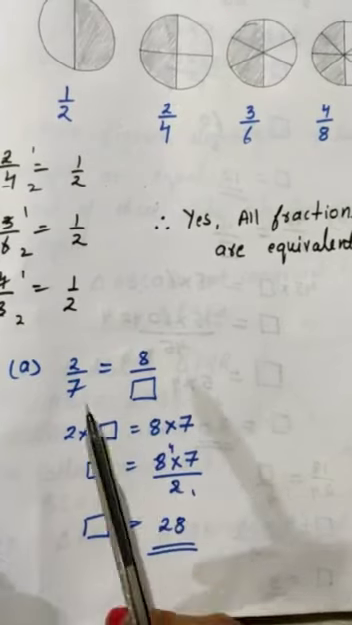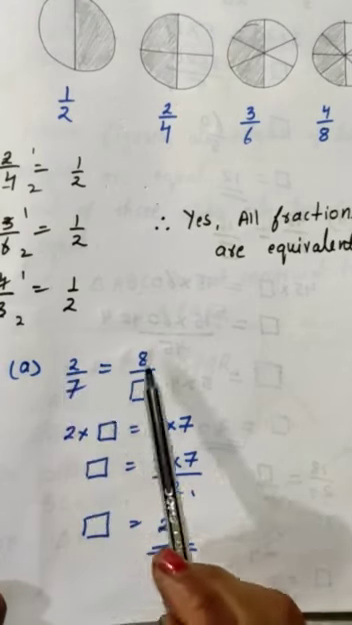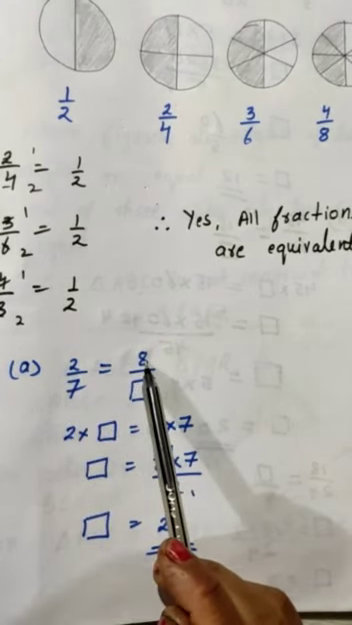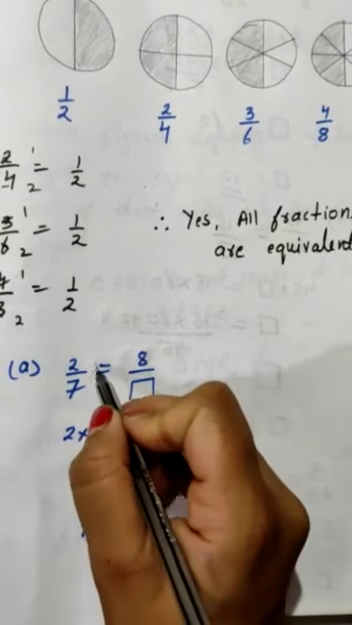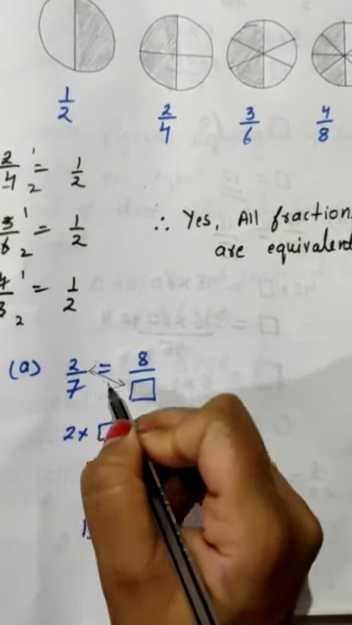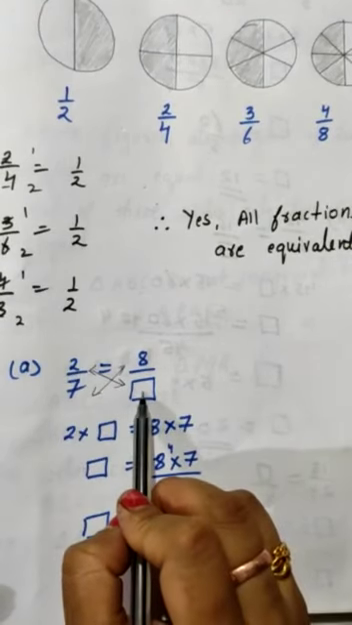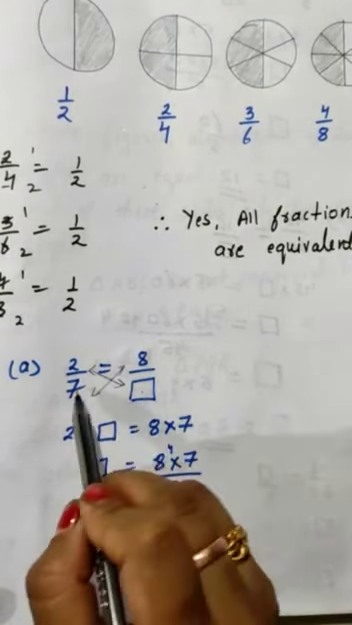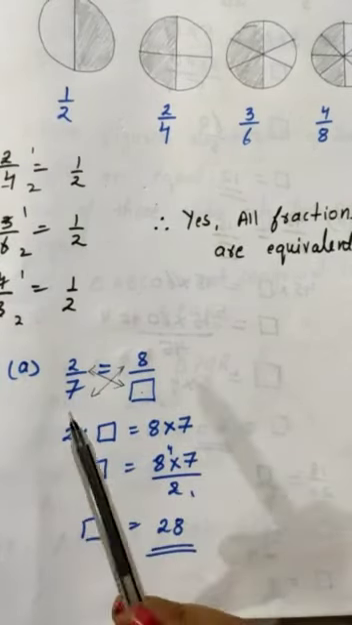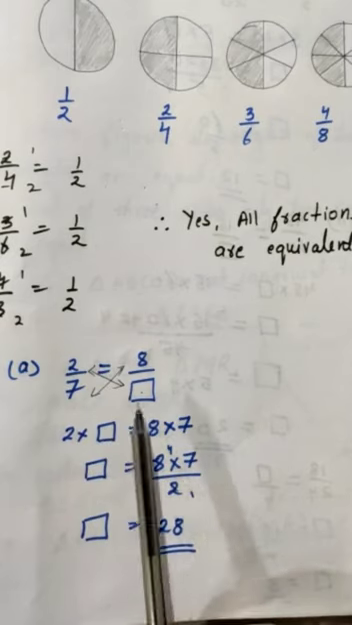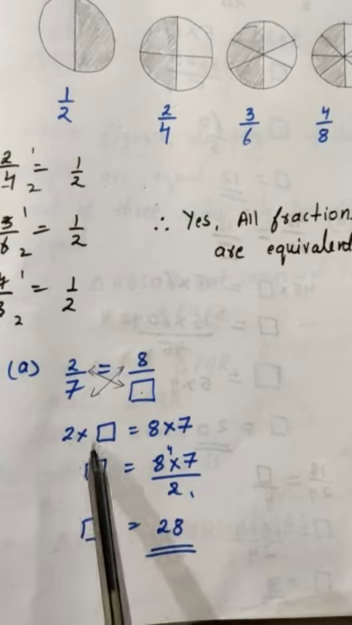So 2 by 7 is equal to 8 by something. That means these two are equivalent fractions. So what you have to do is cross multiplication. This is one method, and it is the easiest way. So it will become 2 into box is equal to 8 into 7.